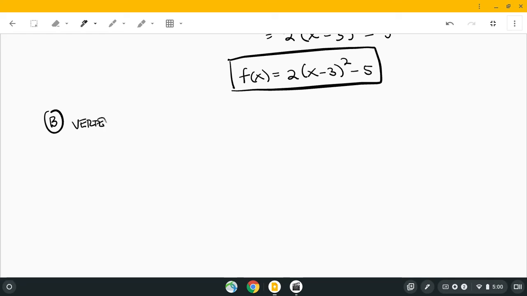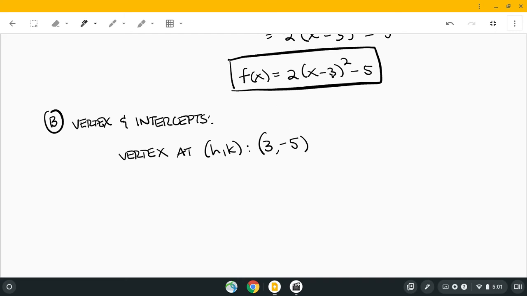Okay, vertex and intercepts. Okay, so the vertex is at (h, k). So that would be at (3, -5). h, k.